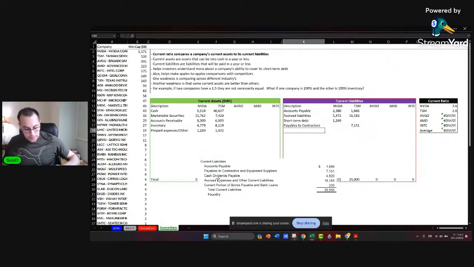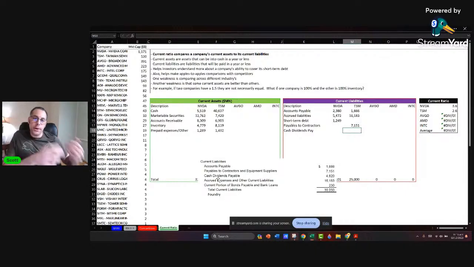Cash dividends. So these are dividends they owe their investors, people like you, but they haven't paid it yet. So it's just a timing thing. They'll pay it. Maybe it's a quarterly dividend. So they put it onto the balance sheet until it's actually paid.